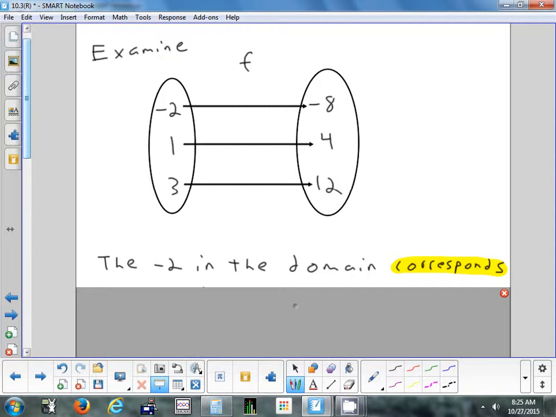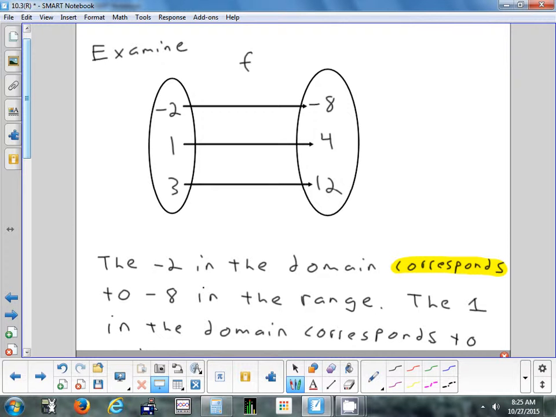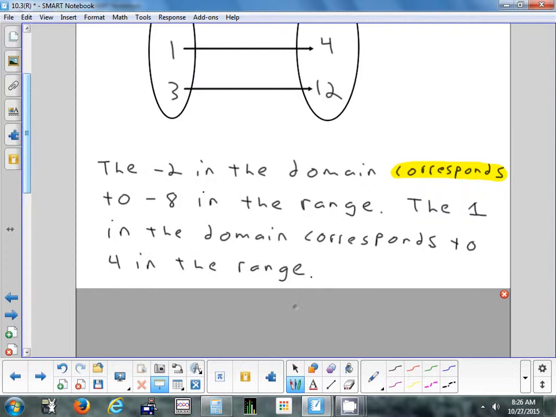All right. So in this diagram, you guys have this on your sheet on the back side. It says -2 in the domain corresponds to what? Who can tell me what -2 matches up or corresponds with, Rose? Yeah, -8. Okay. -2 in the domain corresponds to -8 in the range. Okay. 1 in the domain corresponds to 4 in the what? Range. All right.